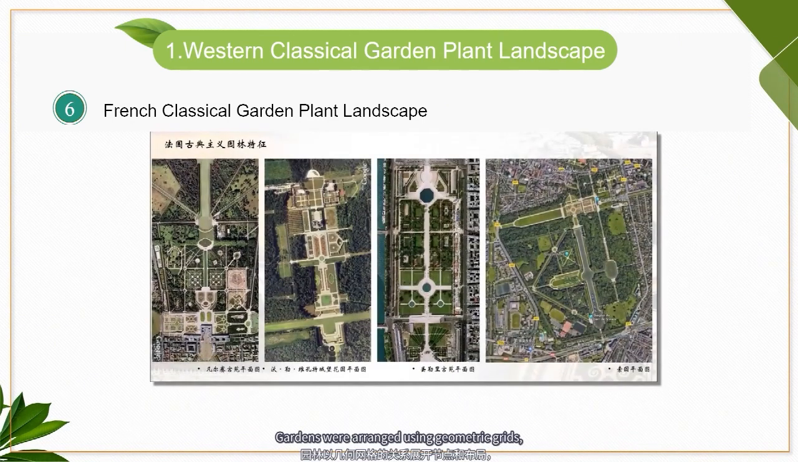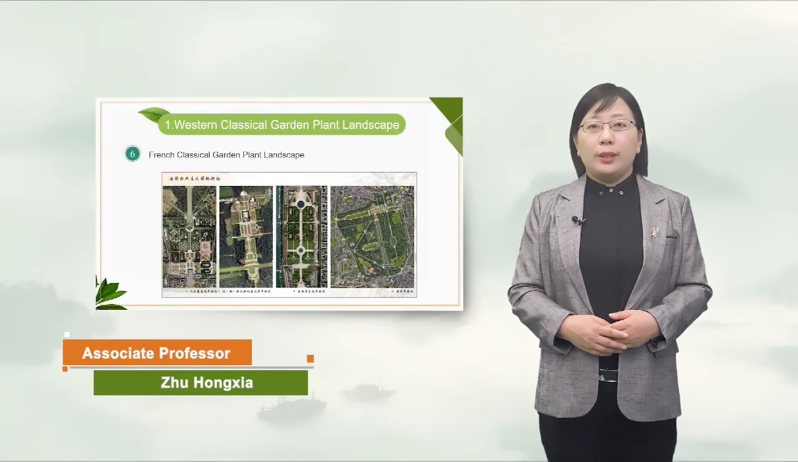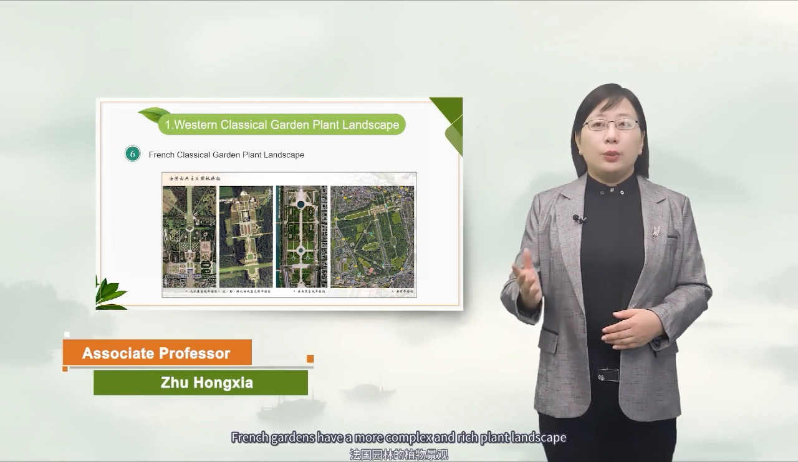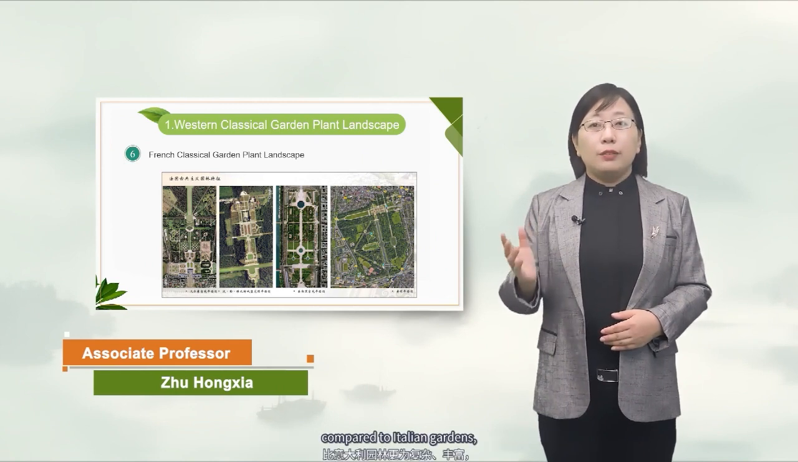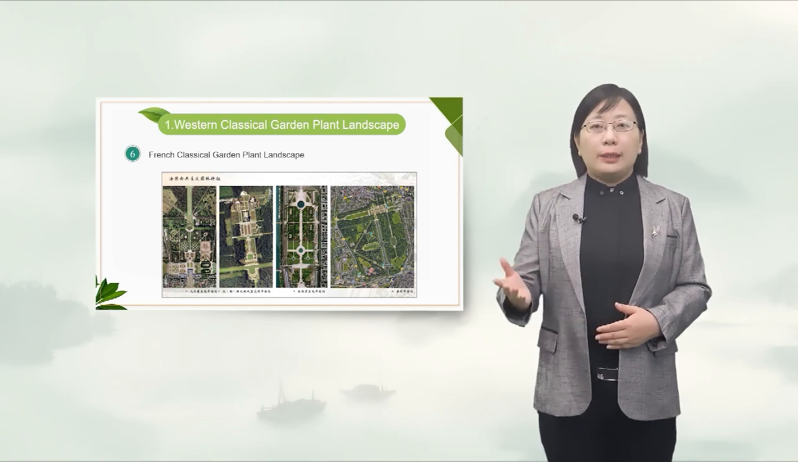Gardens were arranged using geometric grids, with clear axes, organized layouts, orderly structures, and distinct hierarchies, symbolizing French classical gardens and influencing all of Europe. Although both feature geometric patterns, French gardens have a more complex and rich plant landscape compared to Italian gardens, with a grander presence. Main plant landscape types in French gardens.